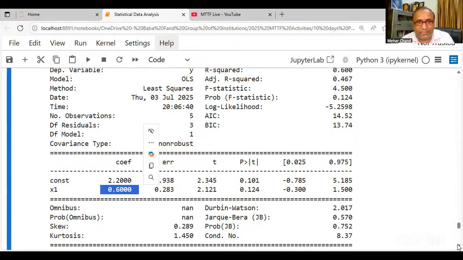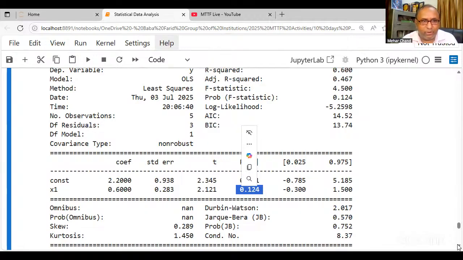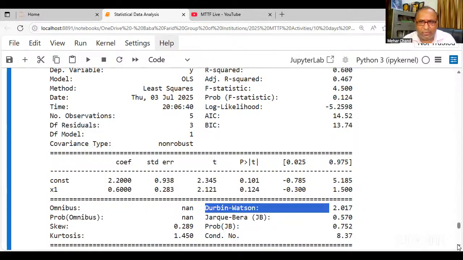Okay, 0.6. Then the standard error is 0.23, which is high. The p-value is 0.124. Here we also need the Durbin-Watson value, which is 2.017, and then we have the Jarque-Bera 0.570, with probability 0.752. So from these overall values, what are the key observations?